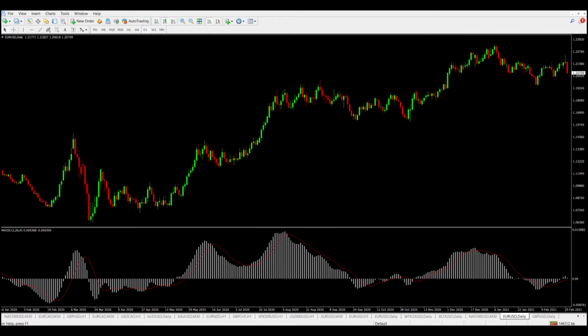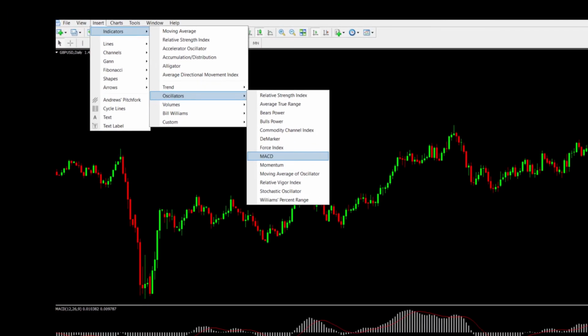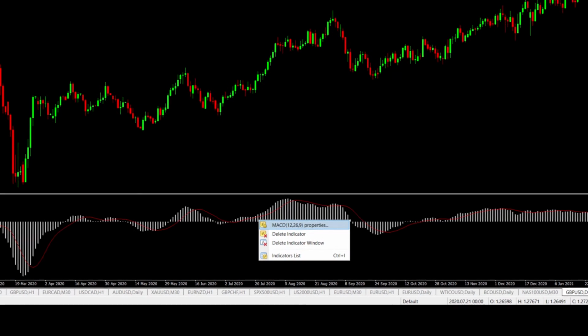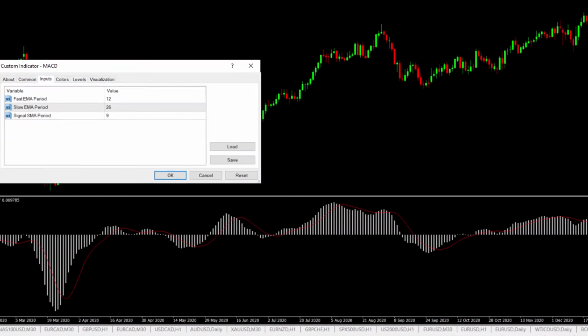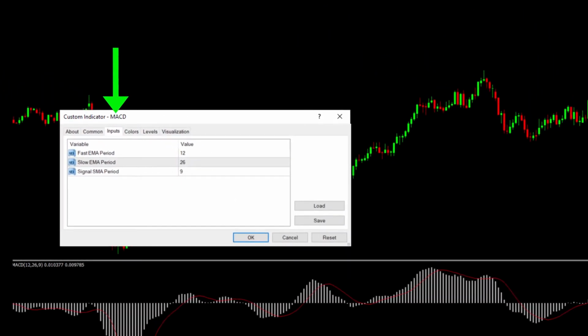In MT4, you can find this indicator located here. To change these settings, right-click in the indicator window and click Properties. From here, we can see the Input tab, which is where the settings for the MACD moving averages are located. I will explain each of these settings later in the video. The other tab you may want to edit is the Levels tab, where you can set a horizontal level on the indicator to get a clearer view of the MACD baseline. However, I think it is not necessary. I would not bother with the other tabs unless you want to change the colors of your MACD.